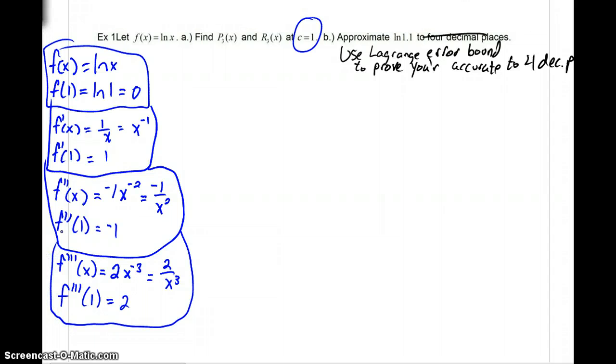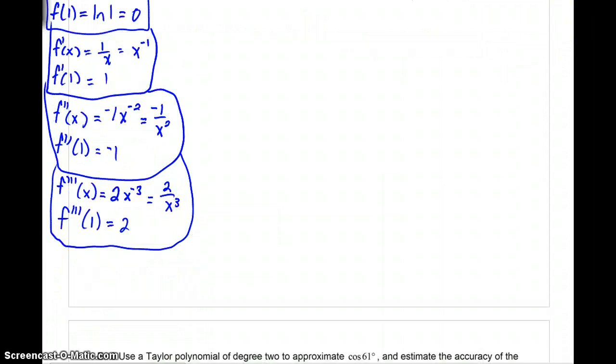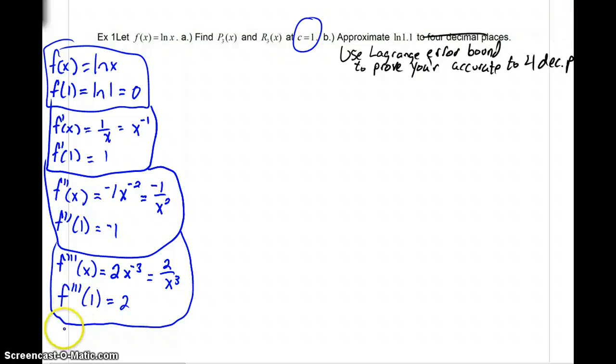Now, here might be a little bit of a surprise. I'm actually going to take a fourth derivative. And all of a sudden, someone might be wondering, well, why are you doing that? You're only asked to find a third-degree Taylor polynomial. Shouldn't we just take a third derivative? It seems so, but if we're talking about error, we're going to go one derivative beyond the degree of our polynomial.